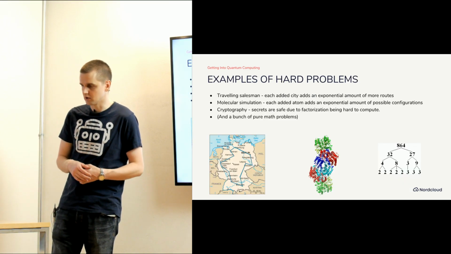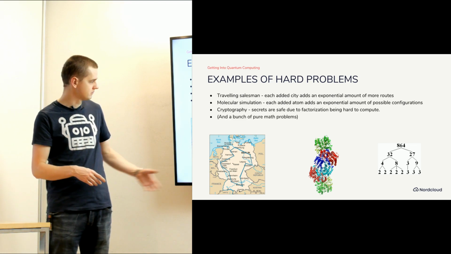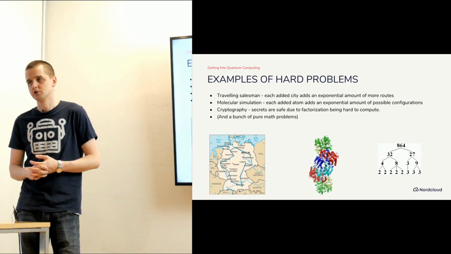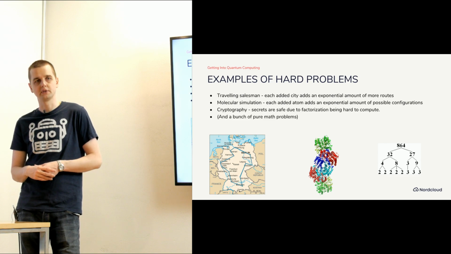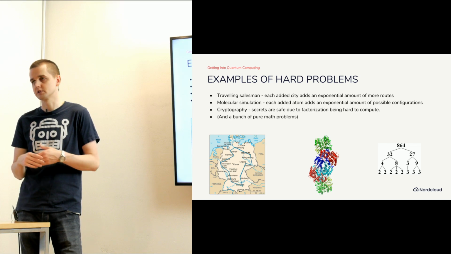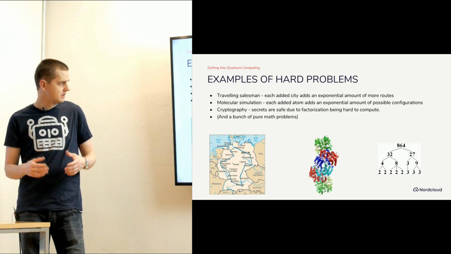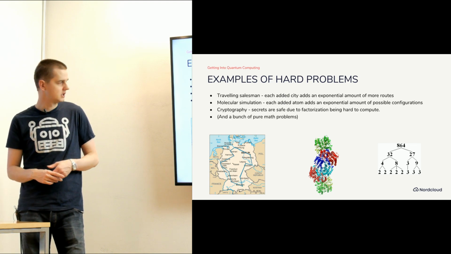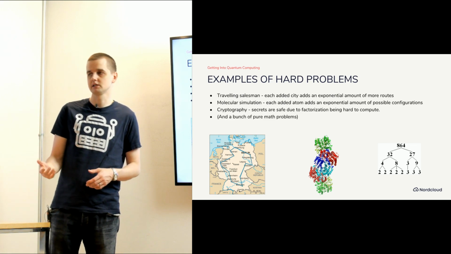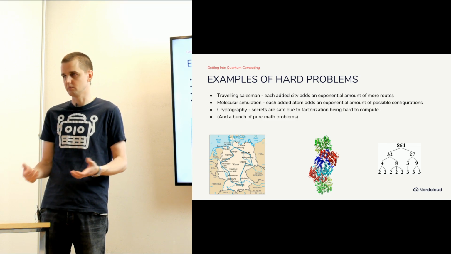There are three examples. There's a problem called the traveling salesman problem. Essentially, like illustrated on the map, you give a list of cities and ask which is the shortest or quickest route through all of these cities. And whenever you add a new city, it becomes exponentially harder to solve for the shortest path. Then there are molecular simulations. You might have a bigger protein or just a molecule. You add an amino acid or a new atom into the mix, and then you ask which kinds of configurations you can build out of these.